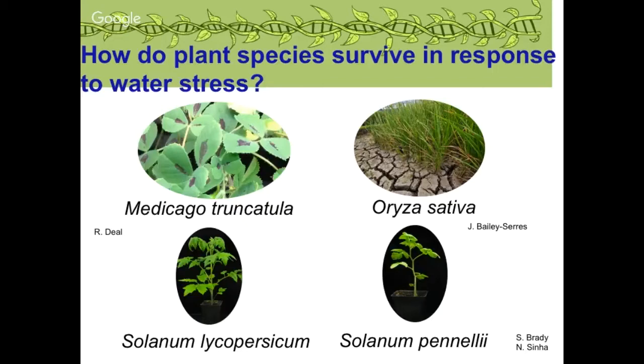And Solanum lycopersicum, a domesticated species of tomato. And Solanum pennellii, which is a wild species of tomato, which is drought adapted and drought tolerant. And this is looked at, my group looks at the root system architecture, and the group of Neelima Sinha looks at the contribution of shoot meristems.